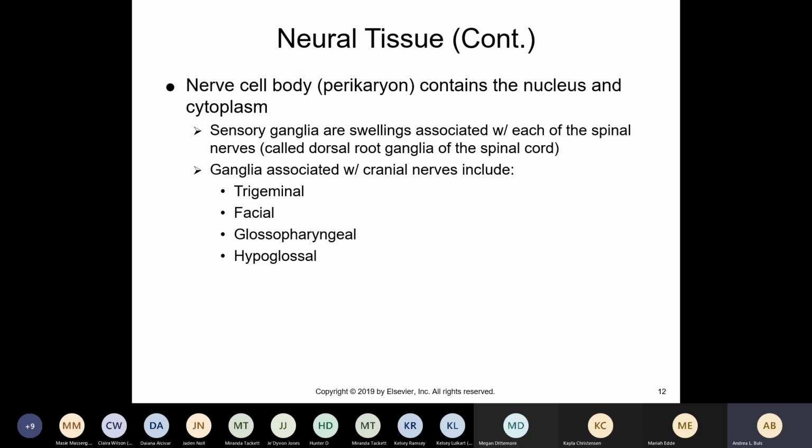The nerve cell body is also called a perikaryon, and it contains the nucleus and the cytoplasm of the nerve cell. There are sensory ganglia that are just like little swellings that are associated with each spinal nerve. So where those nerves go into the spine, there's like these little ganglia, which are swellings. They're called dorsal root ganglia, and they are associated with our cranial nerves. So they're associated with the trigeminal, the facial, the glossopharyngeal, and the hypoglossal.